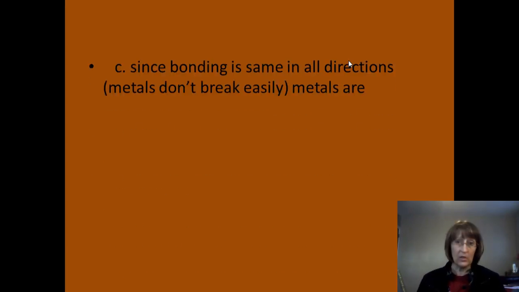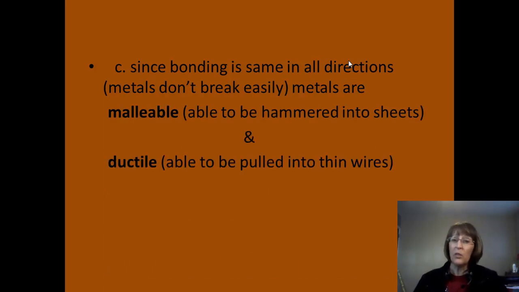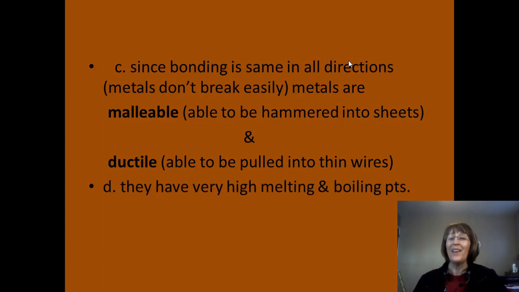So we've got its luster, we've got its great conductivity, and since the metallic bonding is pretty much even in all directions, they don't break easily. That means metals are malleable, so we can hammer them into flat sheets. They're ductile. We can pull them into thin wires. And they have really high melting and boiling points, especially compared to the ionic and the covalent bonds. So we've got the third of the 3 types of bonding, metallic bonding. Oh, and that was really short and sweet.